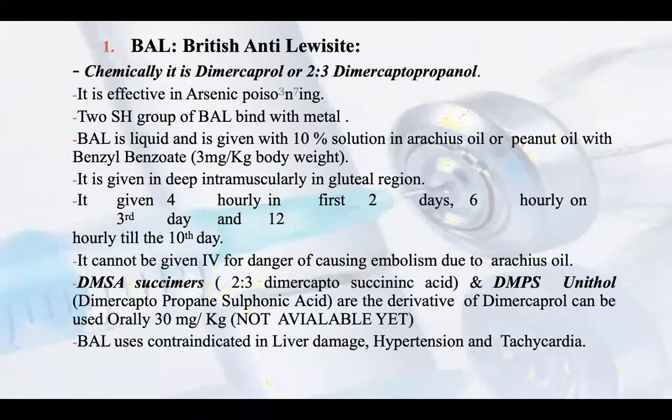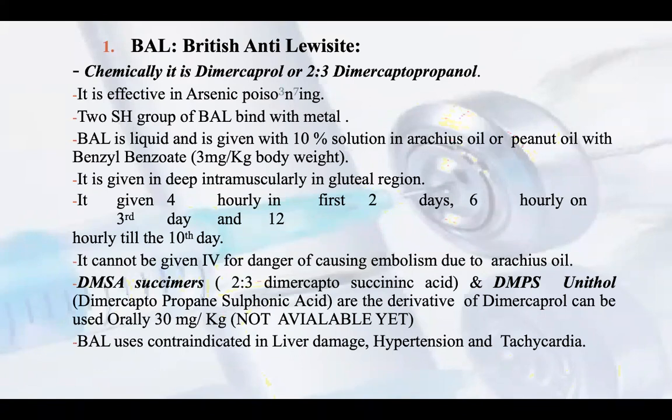Now, BAL, British anti-lewisite, is basically a chemical. It is dimercaprol. So we ask, what is BAL? It is dimercaprol or 2,3 dimercaptopropanol. What does it do? It is effective in arsenic poisoning. The 2 SH groups of BAL bind with metal.